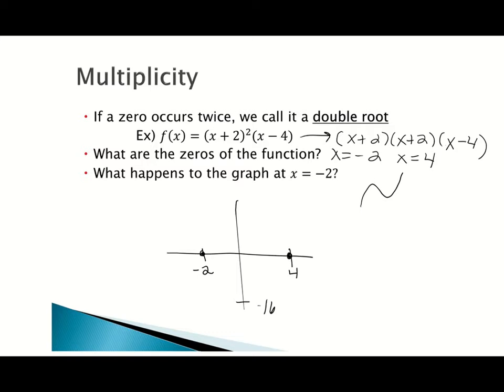What's going to happen at this 0 here, this is where our double root is going to be. When we come up to that root, instead of going through, we're going to bounce off, and we'll stay below the x-axis in this instance instead of crossing over that x-axis. So this right here is our double root. We can see that it bounces off the x-axis when we have a multiplicity of 2.